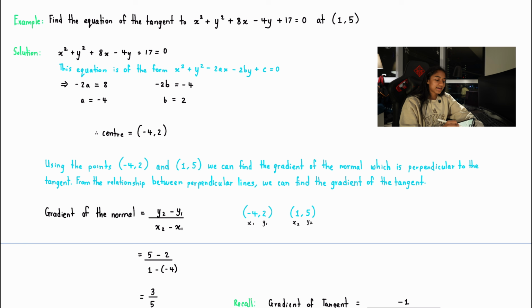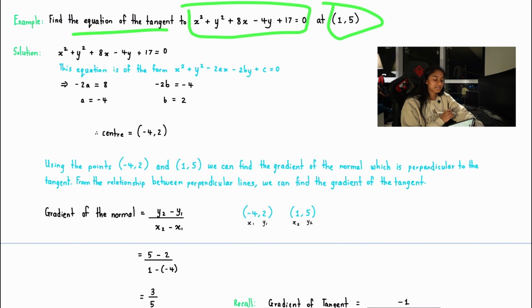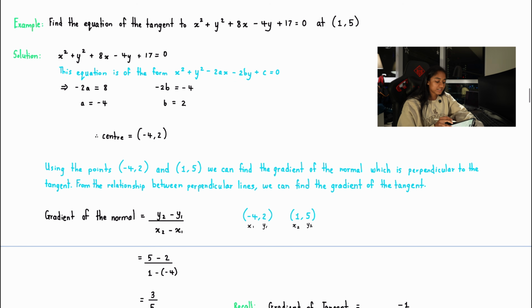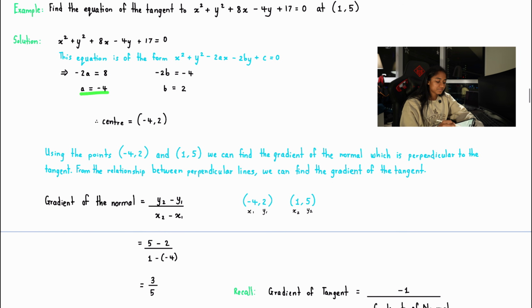So the second example states to find the equation of the tangent to x squared plus y squared plus 8x minus 4y plus 17 is equal to 0 at the point (1, 5). So this is the equation of the circle, and this is the point that the tangent is passing through. So let's look at this equation. We know that this is the general equation of a circle. And from the general equation, we could find the center simply by mapping the values. So we know that this is minus 2ax.